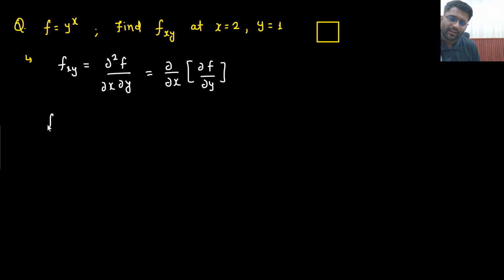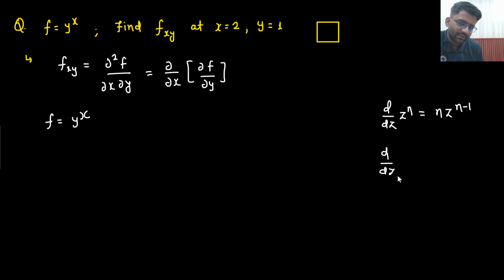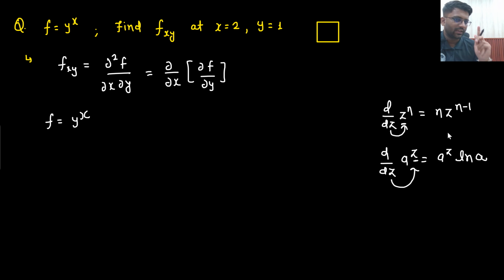So let's find out del f by del y first. Now you have to take care of one thing very smartly here. What is d by dz, z to the power n? That is nothing but n z to the power n minus 1. And what is d by dz, a to the power z? That is a to the power z ln a, right? So z is variable in the power and z is variable not in the power. So take care of this thing.